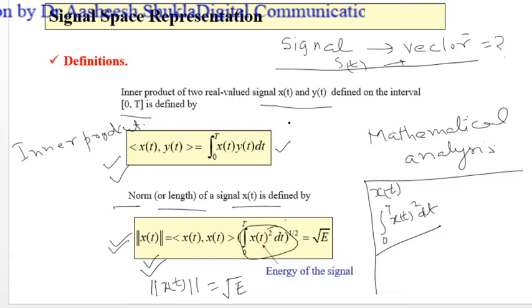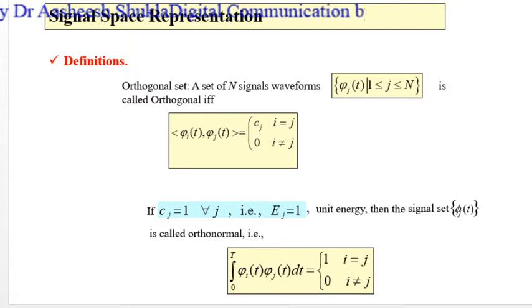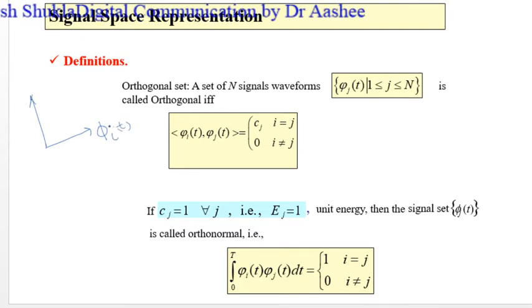Now further, we know what signal space representation is. It means that we are representing the signal in the form of a vector. Now if we have signals in the form of vectors, we should also know the property when two vectors can be said to be orthogonal to each other. For example, this is phi i(t) and this is phi j(t).